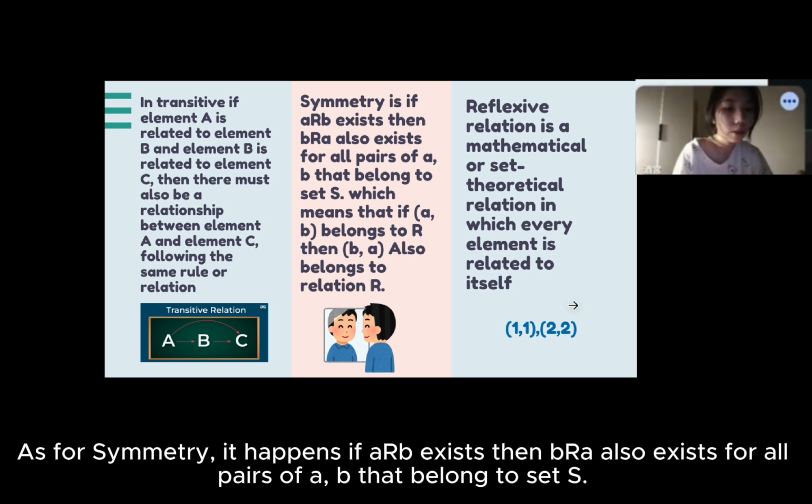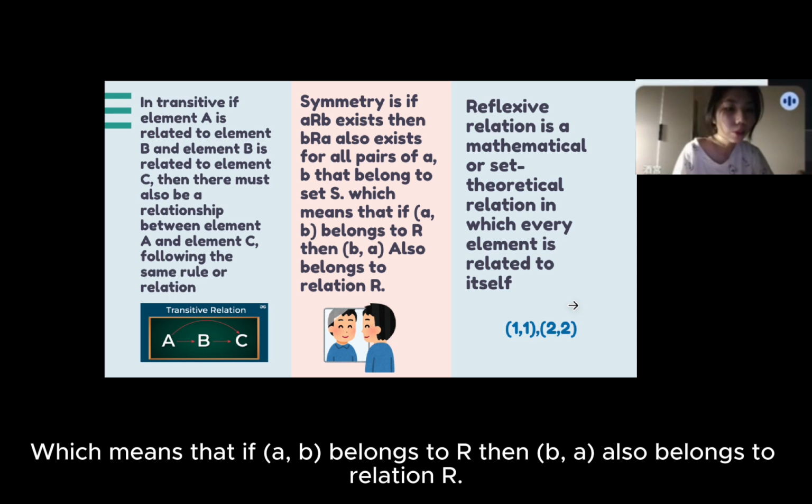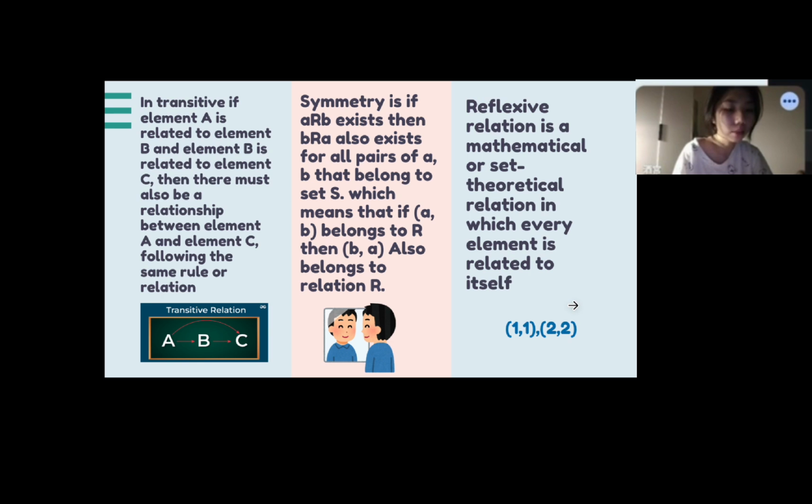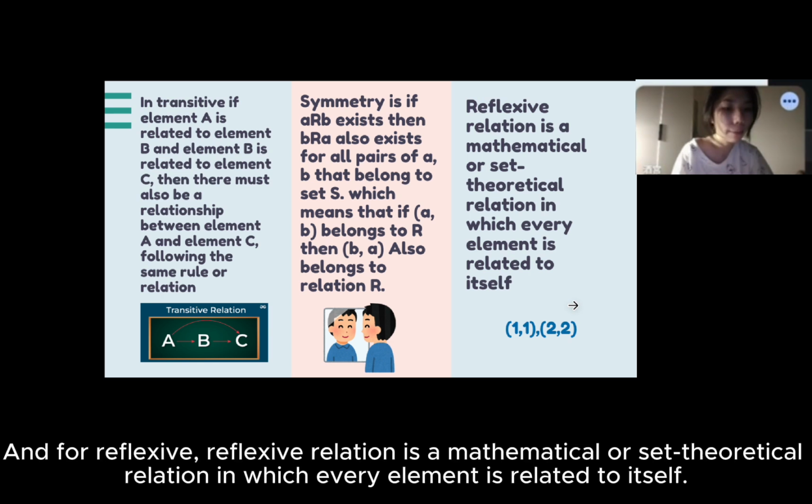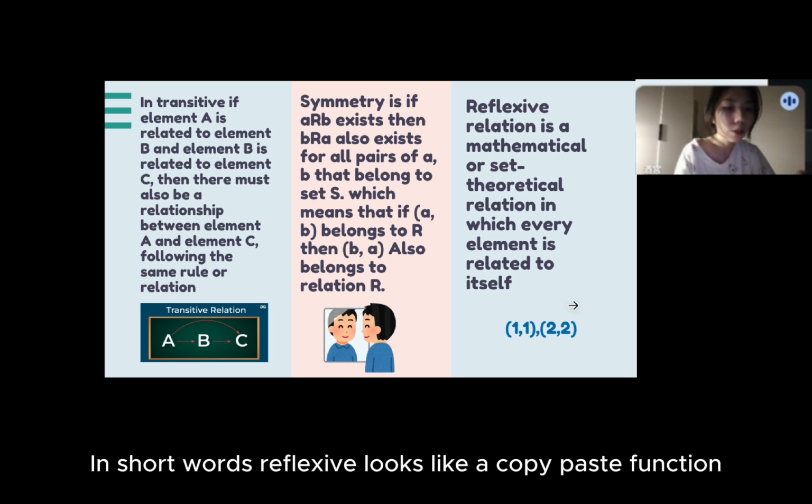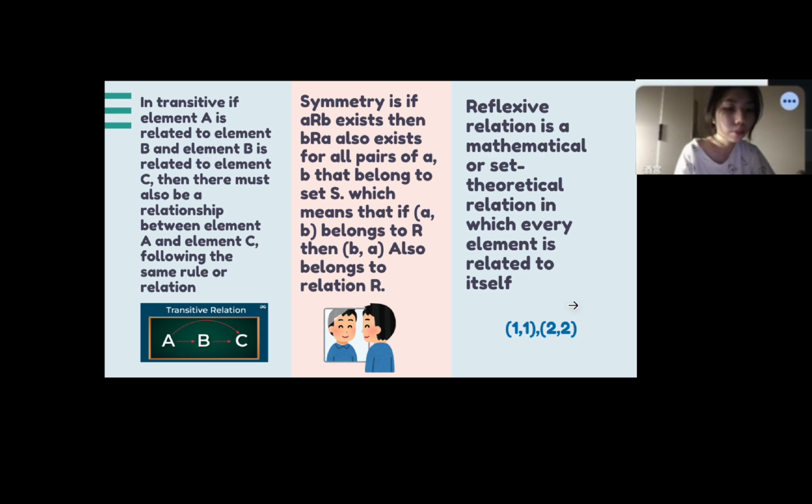As for symmetry, it happens if ARB exists, then BRA also exists. For all pairs A, B that belong to set S, which means that if AB belongs to R, then BA also belongs to relation R. You could also understand it as a mirror. And reflexive relations are mathematical or set theoretical relations in which every element is related to itself. In short, reflexive looks like a copy-paste function.